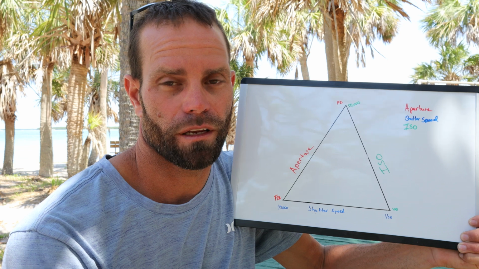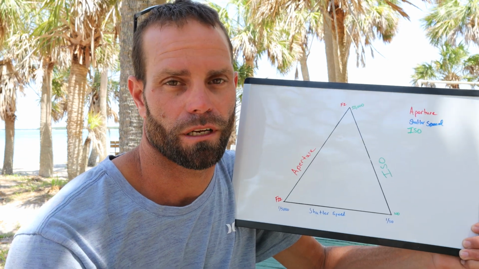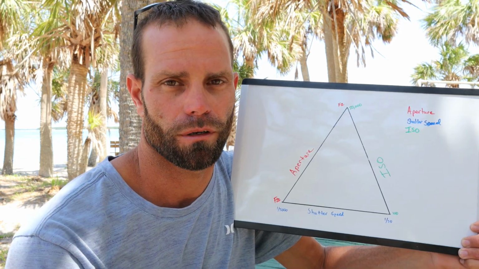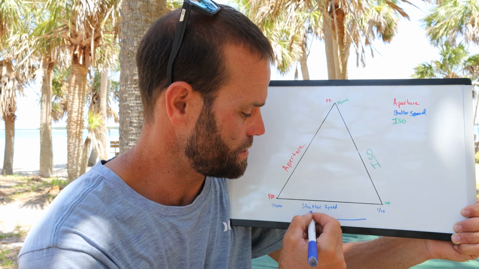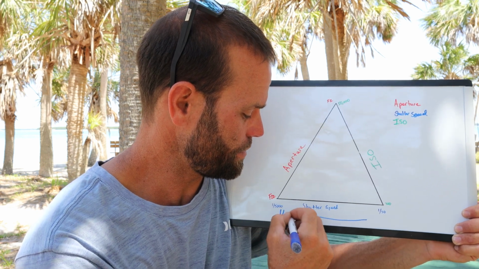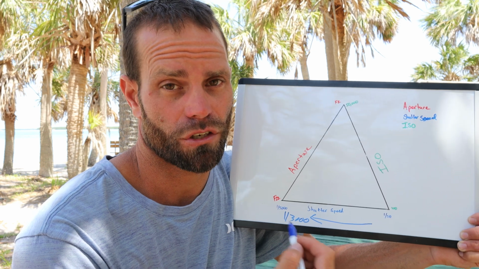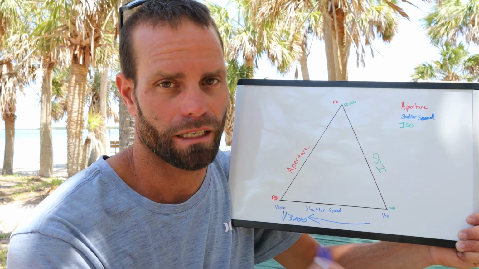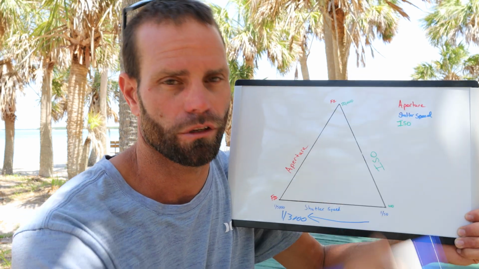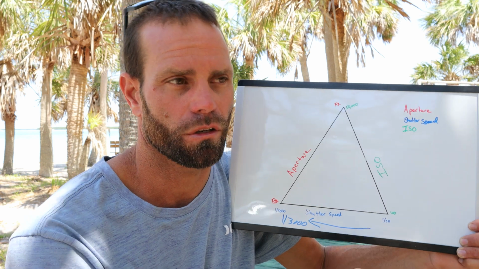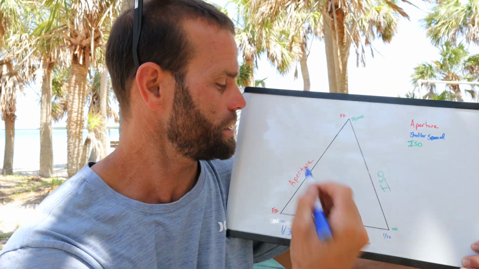For example, if you're shooting a fast moving bird and you want to freeze the motion of the bird, the shutter speed must go up to say 1 in 3000. So 1 in 3000 is a fairly high shutter speed. You're going to let less light in because the shutter is opening and closing faster. So less light comes in.